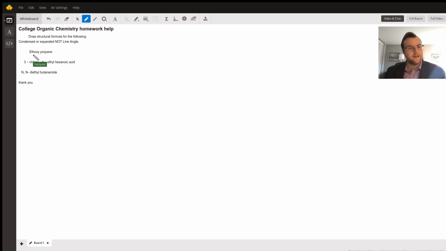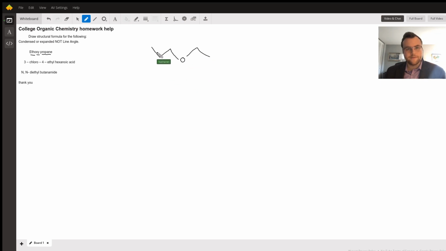So for starters, we have ethoxy propane. If you have memorized the different prefixes for the different amounts of carbons per your alkanes, we should know that prop means 3. So we have our 3 carbons, 1, 2, and 3. So this is the propane part. Now I'm going to put an oxygen here, and then that will be my ethoxy propane.